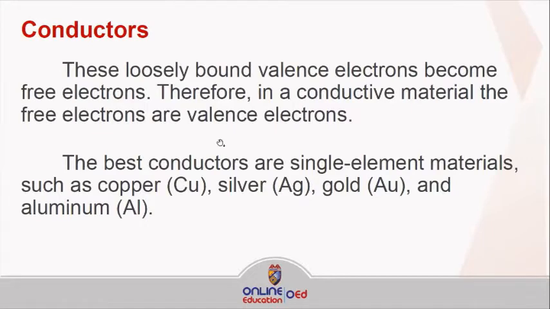This loosely bound valence electron becomes a free electron, therefore in conductive materials, the free electrons are the valence electrons. Okay, dun sa mga conductive materials, katulad ng mga conductors, yung mga free electrons na to are valence electrons also. Ito na may example ng mga conductors, that is a single element material such as copper, silver, gold, and aluminum. Okay, that is the example of conductors.